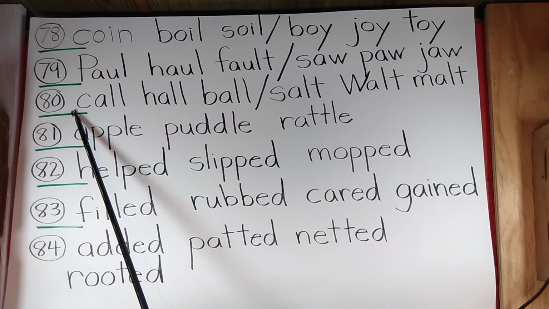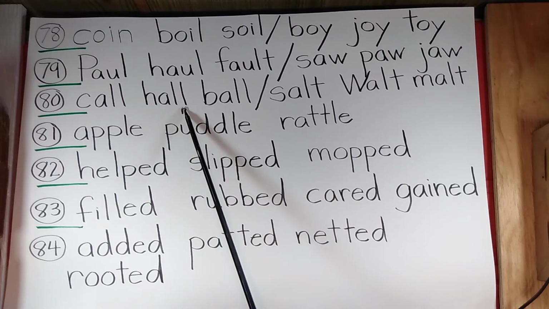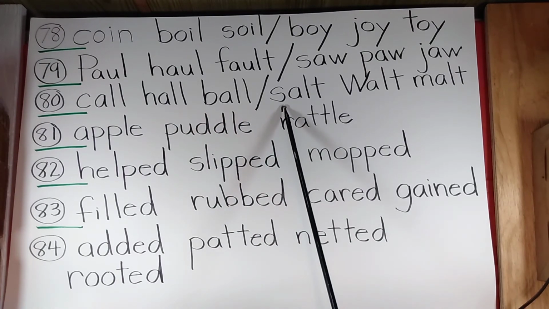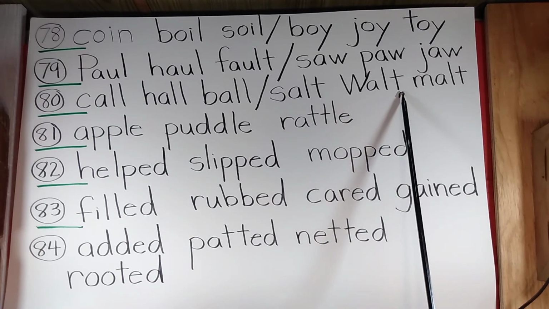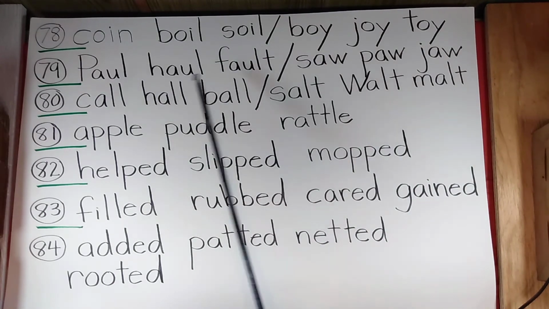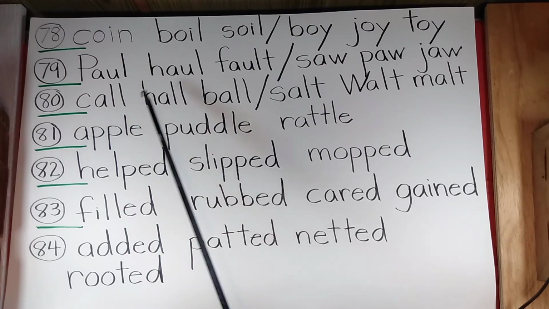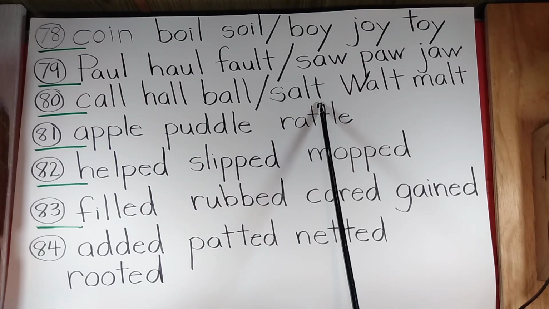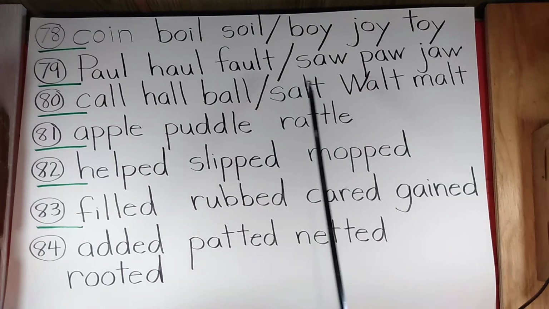Lesson 80. Call, haul, ball, salt, Walt, malt. We got two separate sections here because ALL often makes the all sound, and AL sometimes makes it, especially if it's followed by T, so it's alt when it's followed by T.